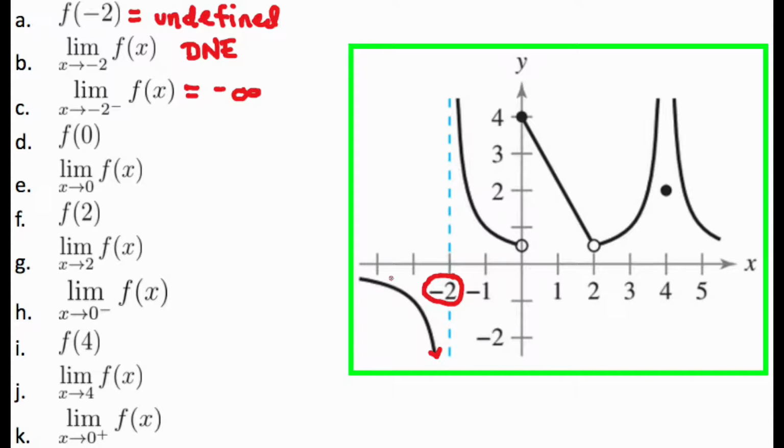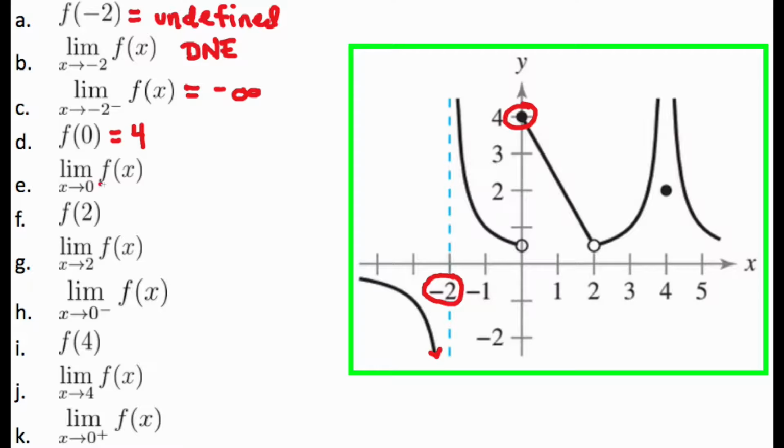Okay, the next one, D, it says f of 0. So you're just going to look for where x is 0 right here. Okay, you would not count the hole here, but you would count this part right here, and the y value for this one would be 4. So for D, the answer would be 4.